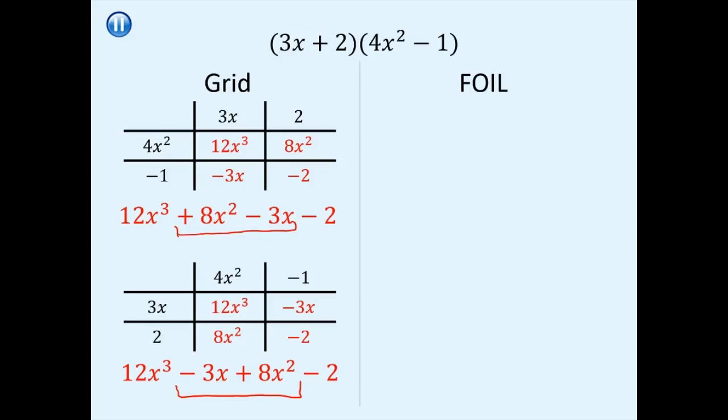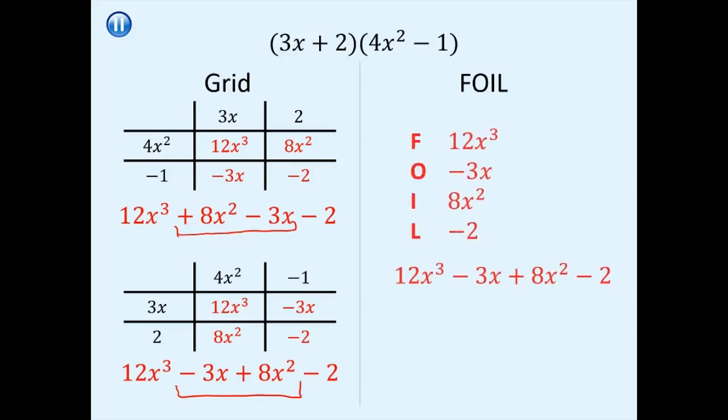Notice as well that there's no simplifying going on here because I have one term with x cubed, one term with x squared, one term with x, and one term that is just a number, a constant of minus 2. If you did FOIL, here's your answer. Again, it's exactly the same answer as the bottom grid. Please make sure, whichever version of this, you've got the negatives in the right place. It should be a negative 3x, a positive 8x squared, and a negative 2.